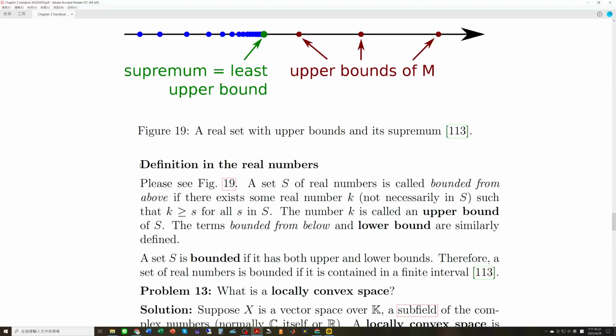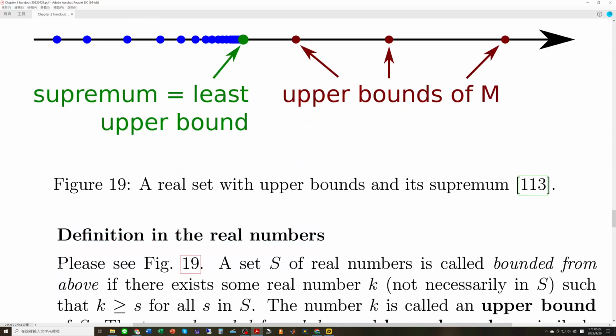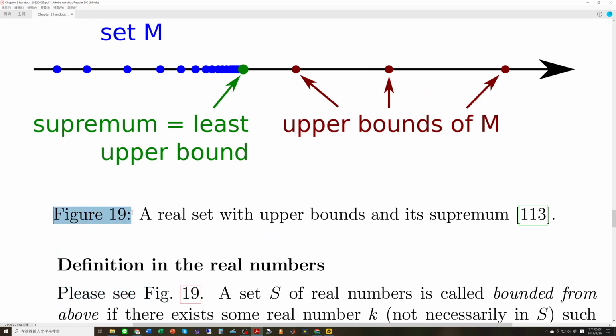We still need to define a bounded set in the real numbers. Okay, please see figure 19. It is a real set with upper bounds and its supremum. In figure 19, here is a set M, which consists of red points here, here, here, here, and here. Okay, this is the set M.